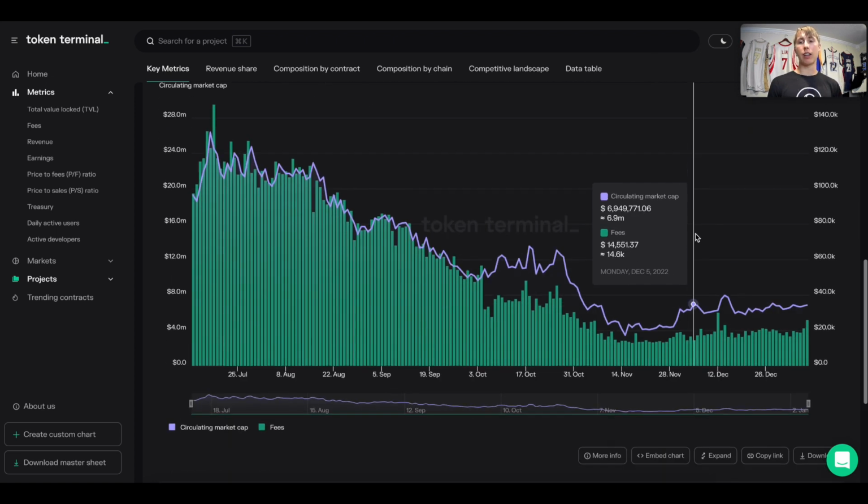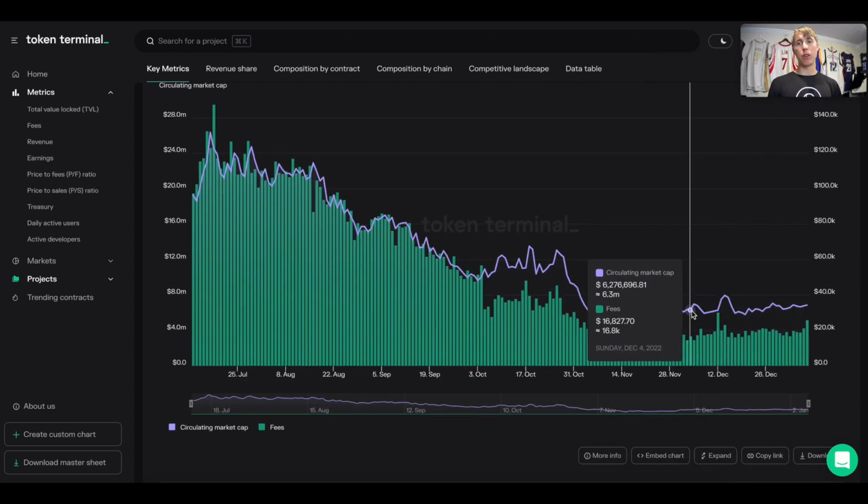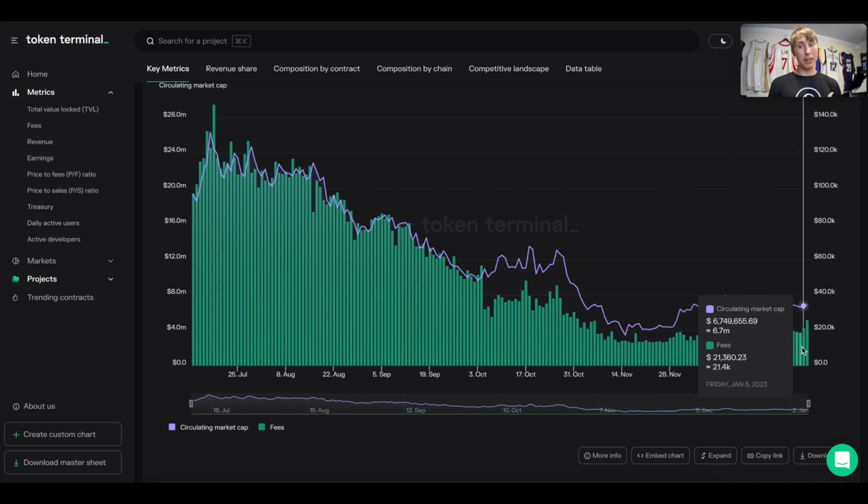Now take a look at X2Y2. X2Y2 does not have a trading volume of 20 to 40K, but it does have an average of around 20K, and the circulating market cap is only 6.7 million.